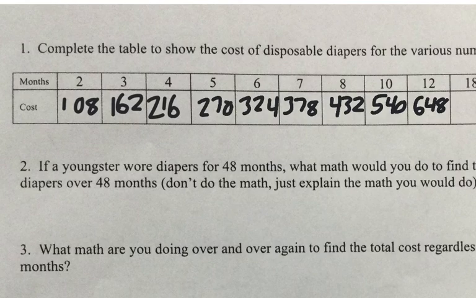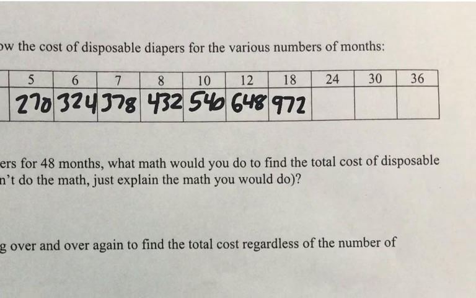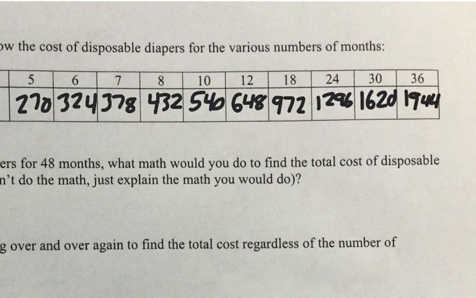For 18 months, 972. For 24 months, I got $1,296. For 30 months, it would be $1,620. And for 36 months, $1,944. Dang. Too much money to have a kid.